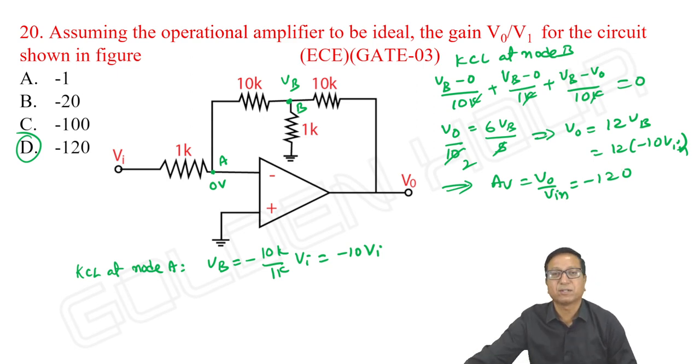It's a very, very simple question. Earlier VB is equal to minus VI. Now it is 10 times. That's why here the multiplication factors, the gain factors, change.